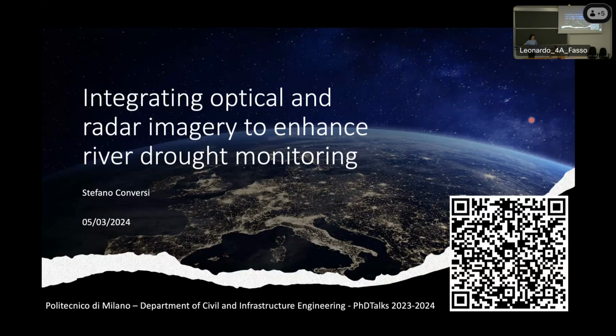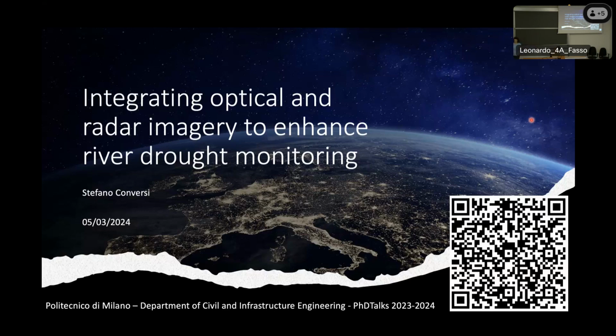So our speaker today is Stefano Conversi. Stefano is a PhD from the Environmental Infrastructure Program, and he's from the 37th cycle, if I'm not wrong. He's working in the GeoLab group under the supervision of Professor Carion, and his research tackles the analysis of environmental data obtained from remote sensing techniques. So with this, I just leave the floor to Stefano.